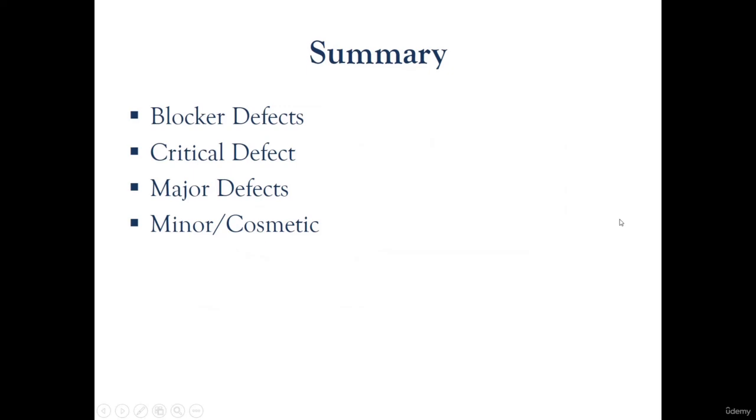So, summary: we have discussed all about the blocker defects. A blocker is one where you are unable to proceed further. Then we discussed critical defects, which are the ones where, without them, your functionality is not as expected. The major defects are the ones where the programmer wrote or mistakenly specified some step, and the minor and cosmetic ones are the spelling mistakes and content-related stuff.